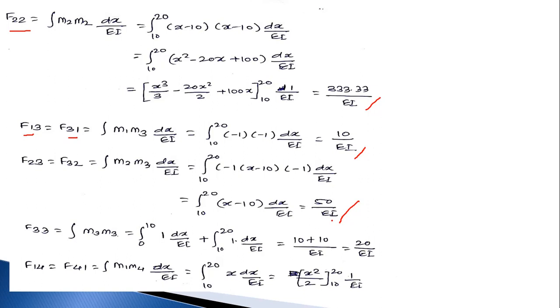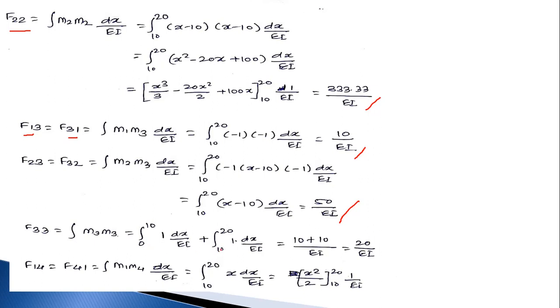Then f33, that f33 means integration of m3 into m3 dx upon EI. So m3 is 1, 0 to 10 into 1, minus 1 into minus 1, that is plus 1 dx upon EI, plus second, that is, this is for the first BC portion.